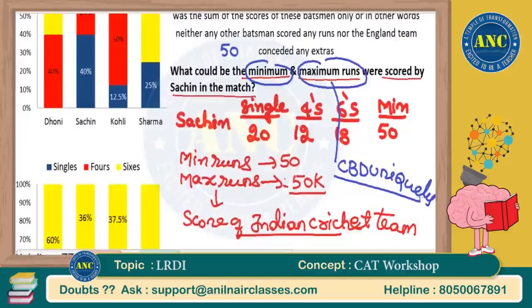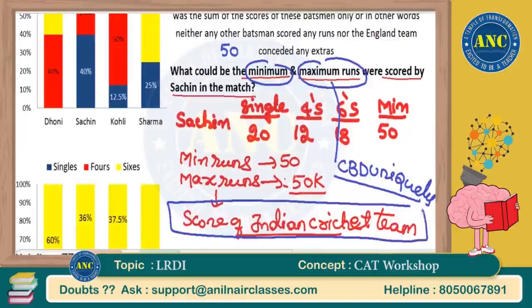Cannot be determined uniquely for the simple reason that the exact score of the Indian cricket team is not known. If the exact score of the Indian cricket team is known, make the other 3 values minimum, and this will become maximum. You can determine Sachin's maximum by making the other 3 minimum only when the score of the Indian cricket team is known to us. It is not known to us, so we cannot determine, right? I hope it is clear.